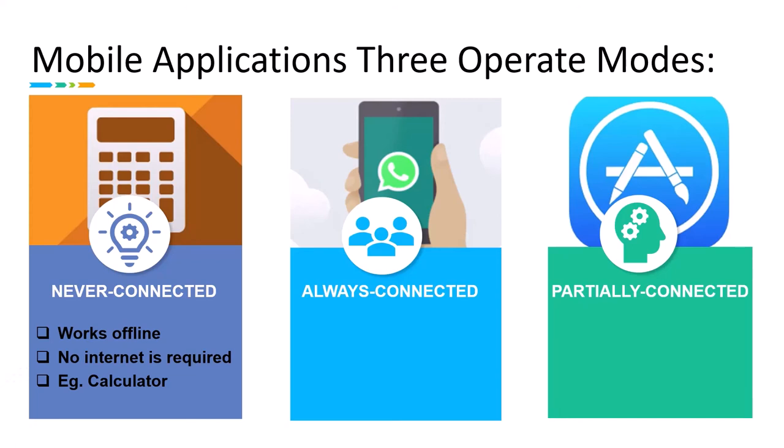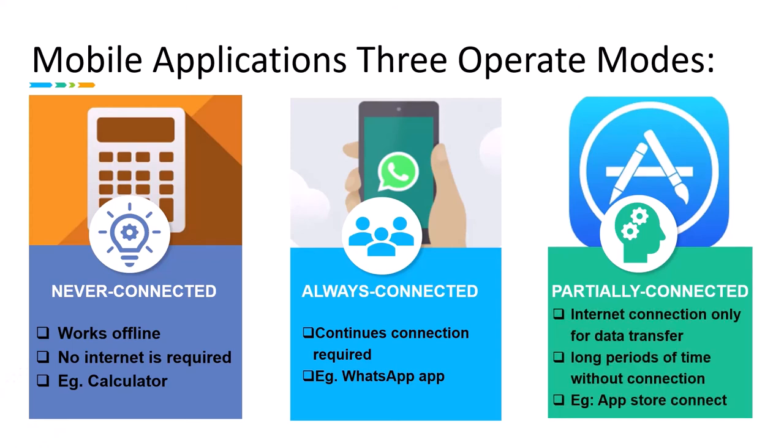Next is always connected apps. For this, a continuous network connection is required while using the app. Mostly all mobile web applications need a continued connection. For example, the WhatsApp app. And the third type is partially connected app. It requires an internet connection only for data transfer. It can operate for long periods of time without connection. For example, the App Store Connect.